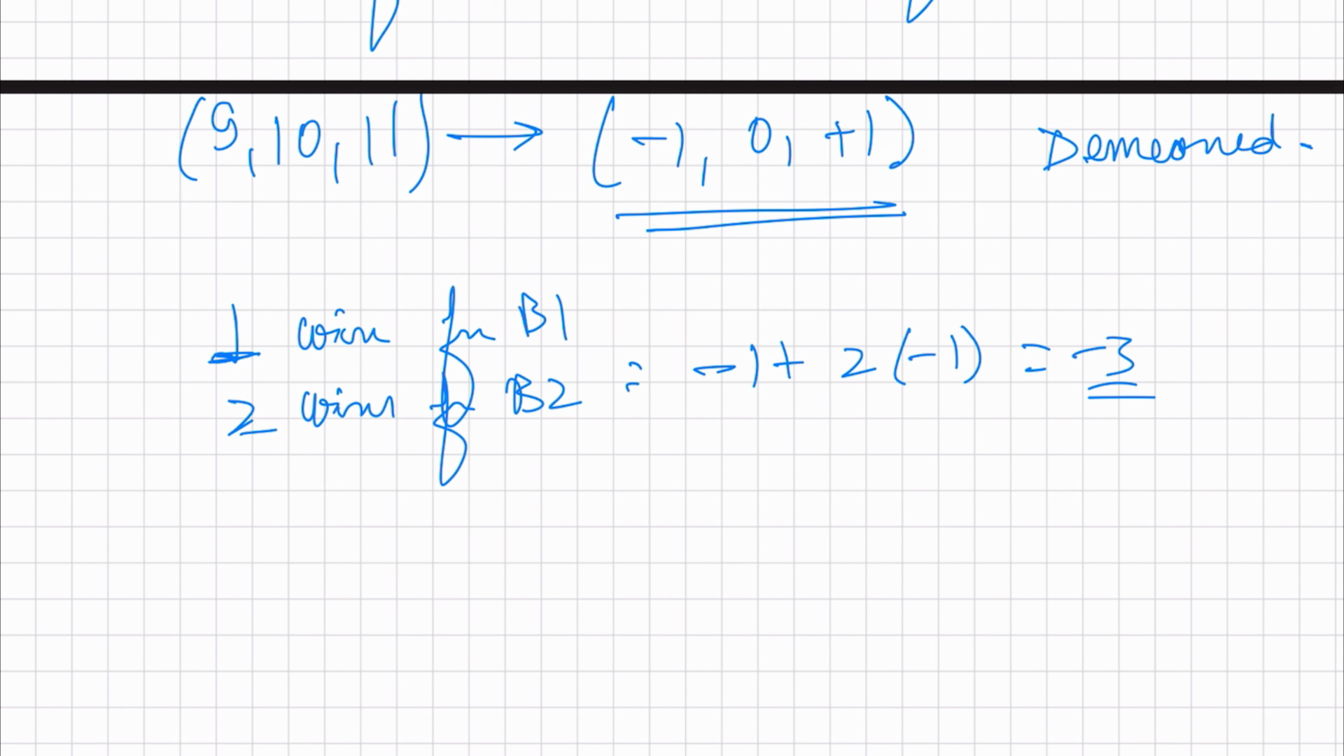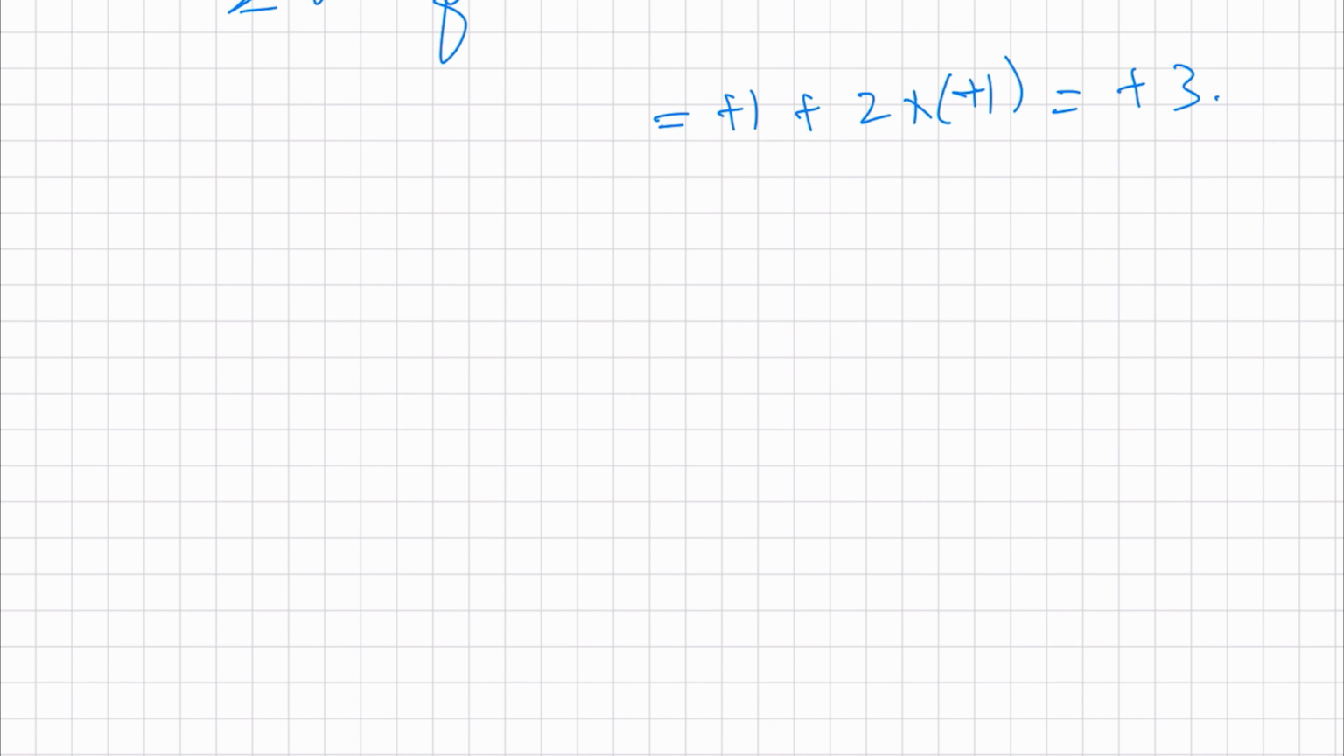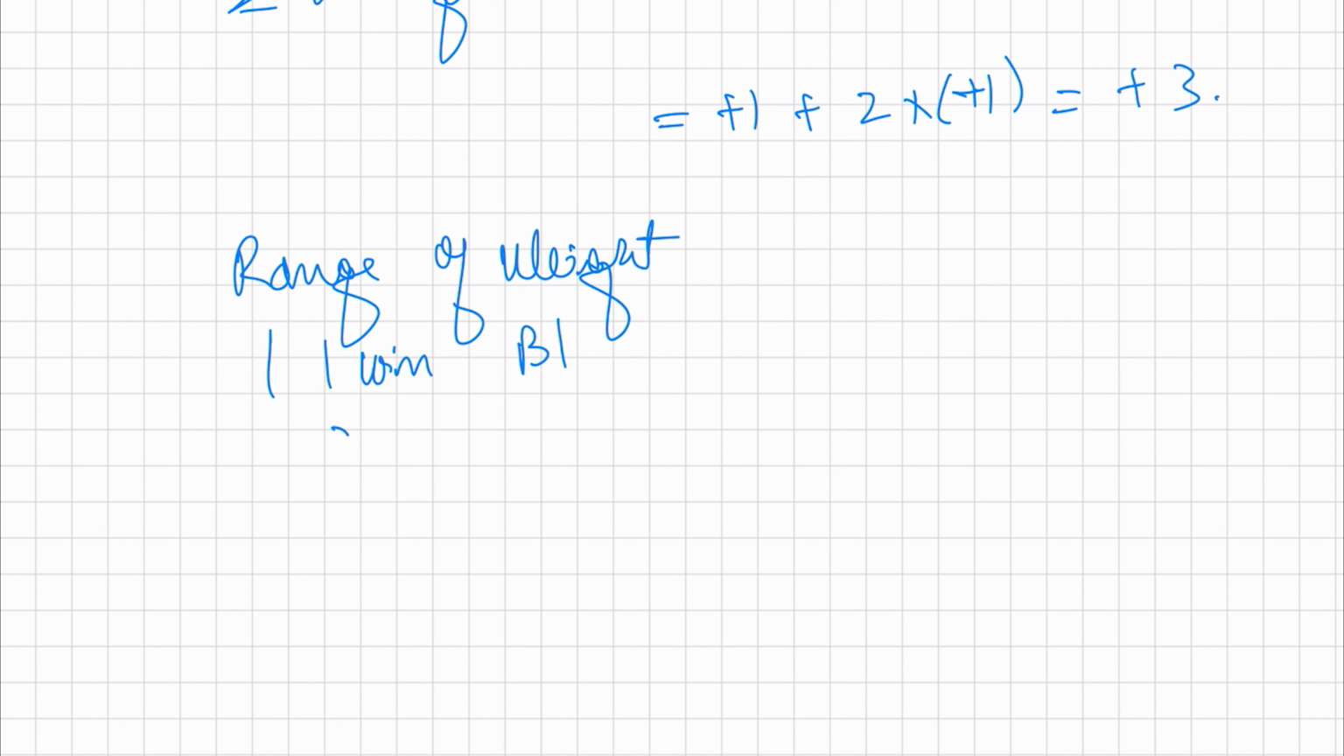Okay, so that is the lowest possible range. What is the highest possible range? The highest possible range is when you have 11 gram coins from both these bags. So that's going to be +1 plus 2 times +1, right? So that's going to be +3. So you see that the actual range of weights, if you pick 1 coin from bag 1 and 2 coins from bag 2, is -3 to +3, right? So in total, you're covering 7 possible situations. So there are 7 possibilities, right?